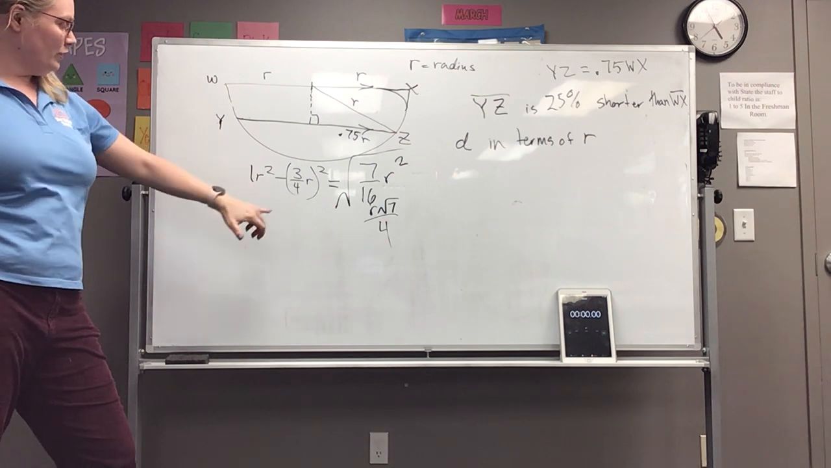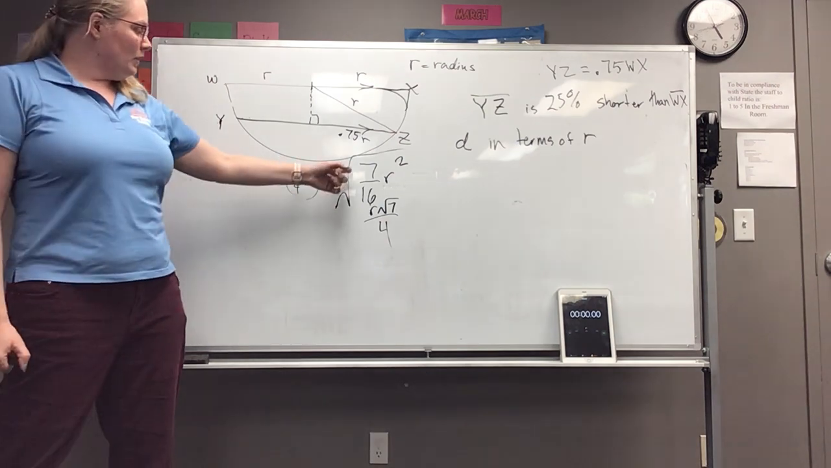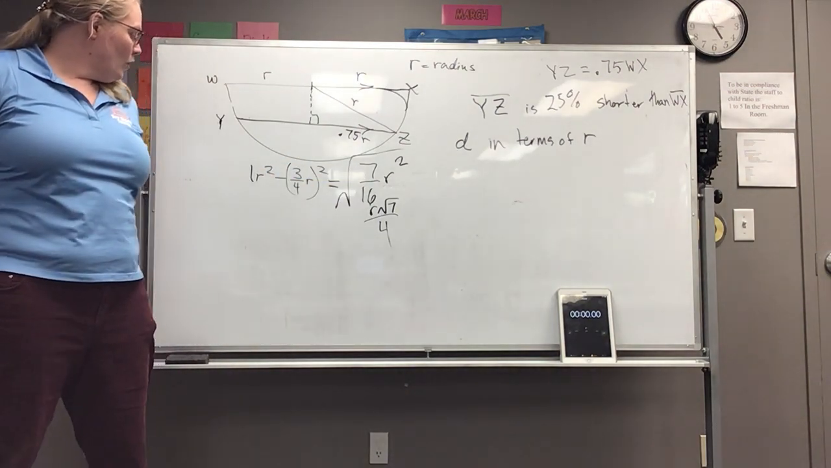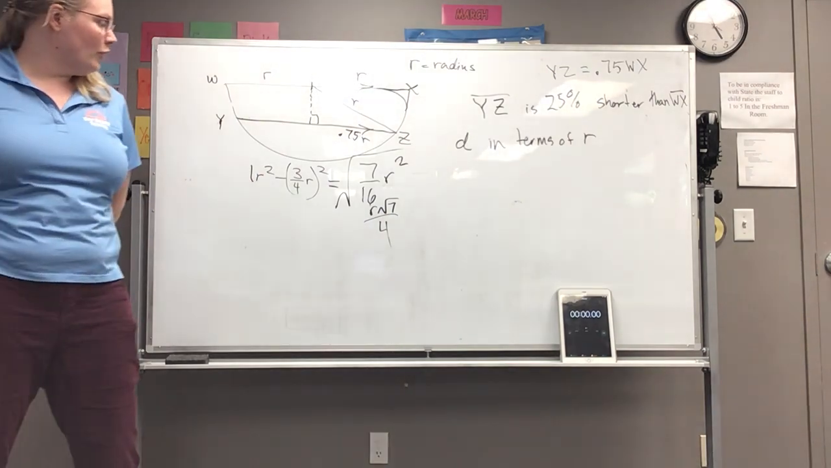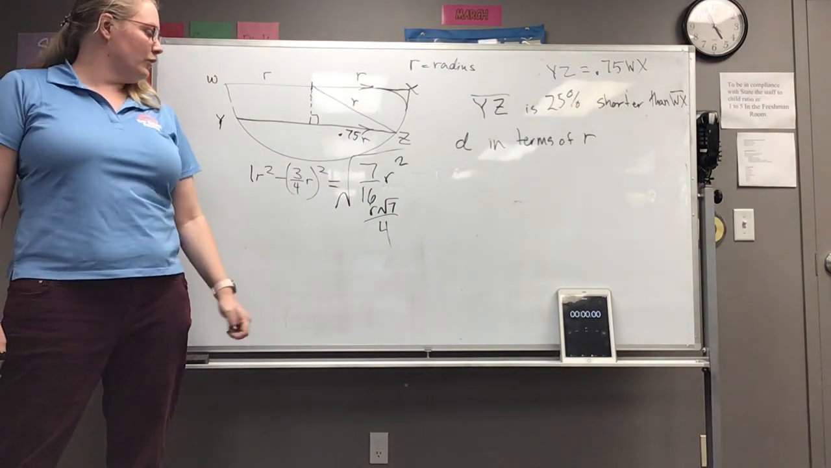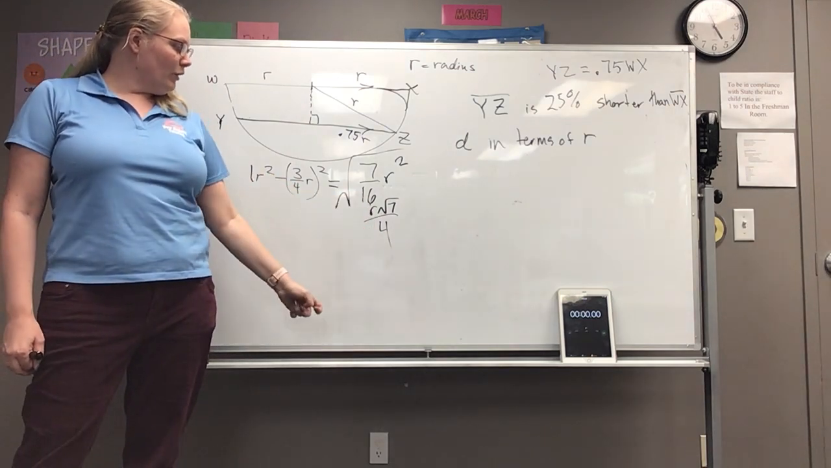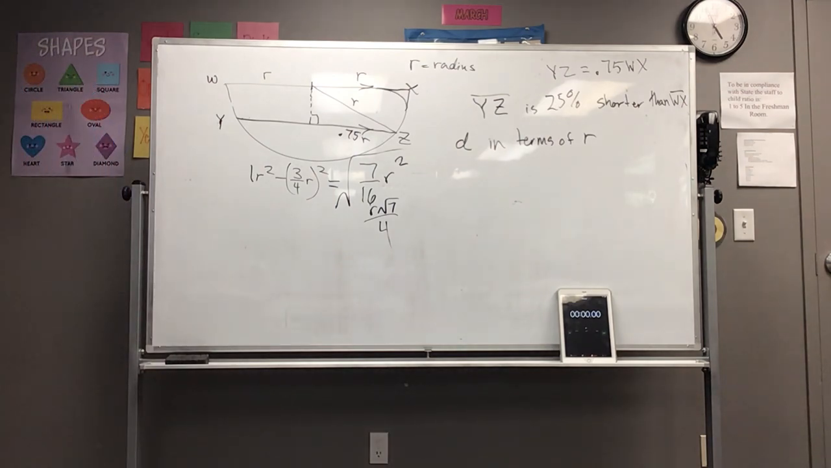We have 1r squared minus 3/4 r squared. We end up with, so 16 minus 9 is where I got the 7 from, so we had 7/16 r squared. The r is a perfect square, 16 is a perfect square, and the square root of 7 gets left in the radical.